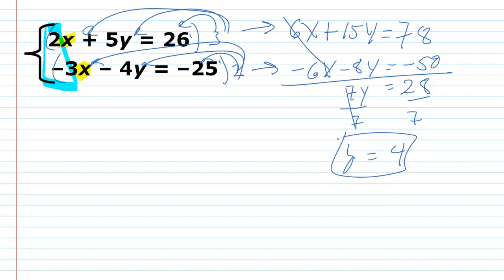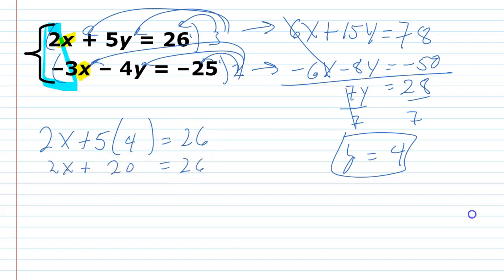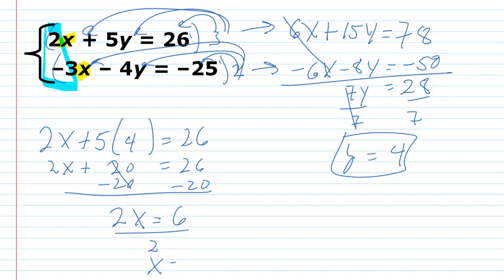Now for our last step, we need to substitute y equals 4 into either of the original equations. Personally, I like the top one better because it's positive numbers, so I'm going to use the top one. That gives me 2x plus 5 times the y value, 4, is equal to 26. 5 times 4 is 20. In order to get the 20 to the other side, we need to subtract 20 from both sides. Gives you 2x is equal to 6. Divide both sides by 2, and you get x is equal to 3.